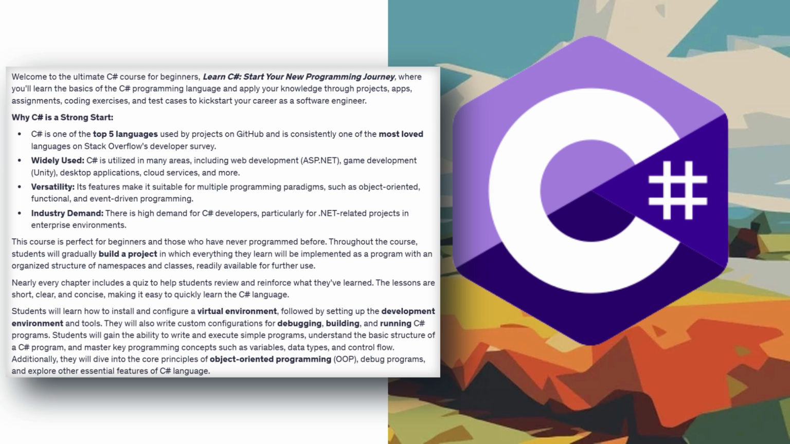Students will learn how to install and configure a virtual environment, followed by setting up the development environment and tools. They will also write custom configurations for debugging, building, and running C# programs. Students will gain the ability to write and execute simple programs, understand the basic structure of a C# program, and master key programming concepts such as variables, data types, and control flow.